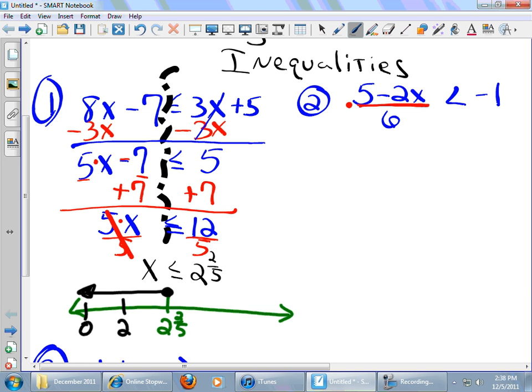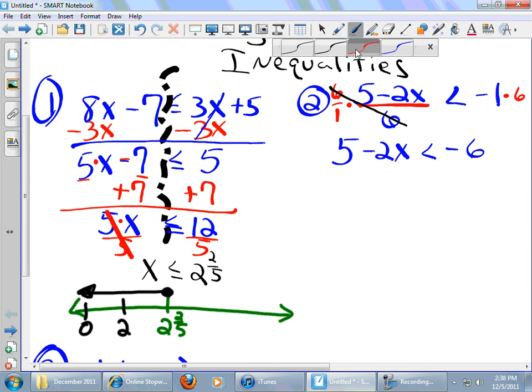So to undo that, I will multiply by 6 over 1. I will multiply by 6. When I do this, these 6's cancel out. I'm simplifying diagonally. As long as it's multiplication, I can do that. All right. My left-hand side becomes 5 minus 2x. That's less than negative 6.